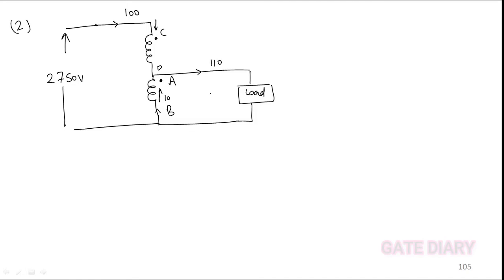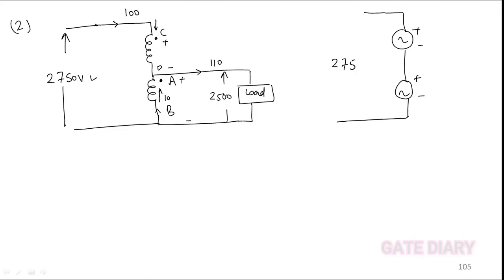A and B voltage is 2500. So this is positive, negative. This is positive, negative. That's why I wrote here 2750, because two voltage sources are connected in series. That's why I am adding the voltages like this. That's why I'm writing 2750 volt, because the voltage is adding.